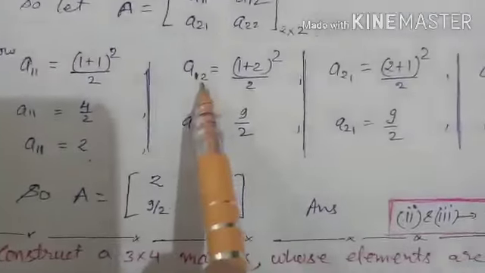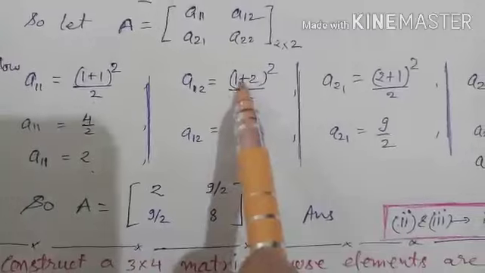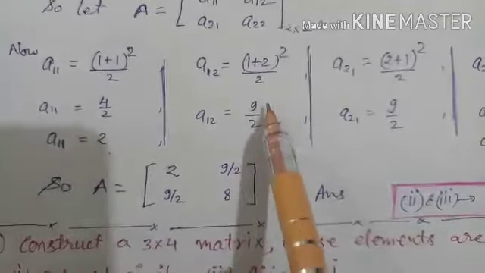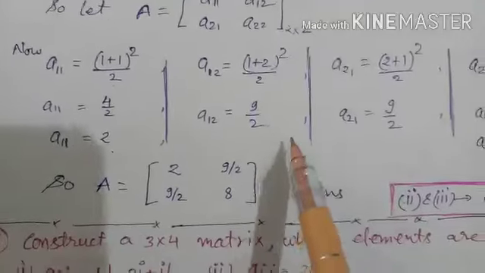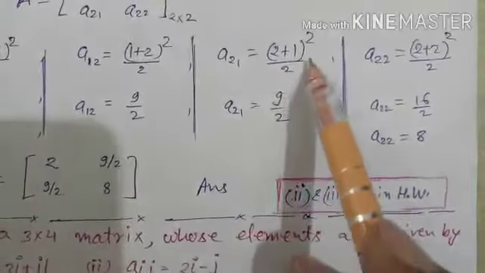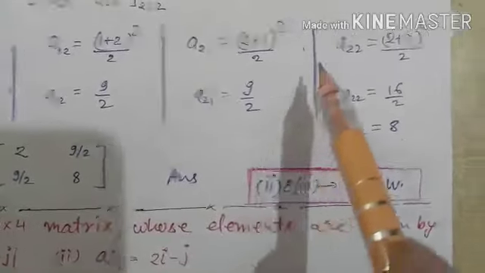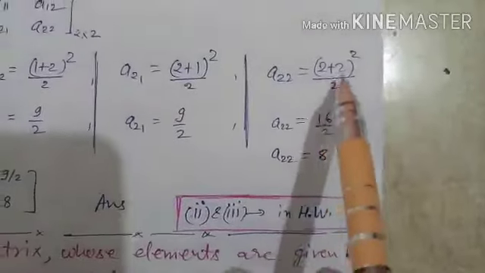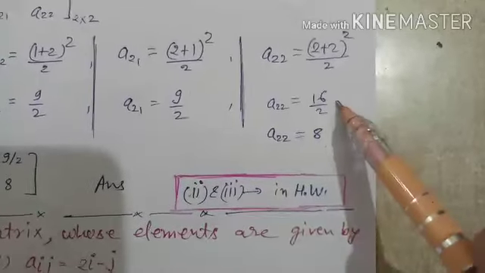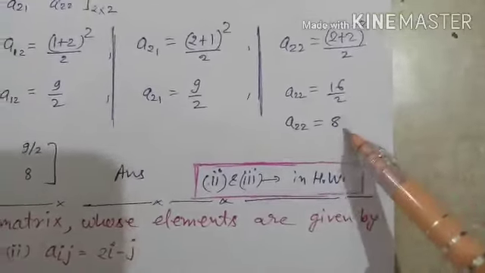Now a12 means (1 plus 2) whole square divided by 2. 1 plus 2 is 3, so 3 square is 9, 9 by 2. Same as a21, which is 2 plus 1, that means 3, 3 square means 9 by 2. And a22 is (2 plus 2) whole square divided by 2, 2 plus 2 is 4, 4 square means 16, and 16 by 2 is 8.